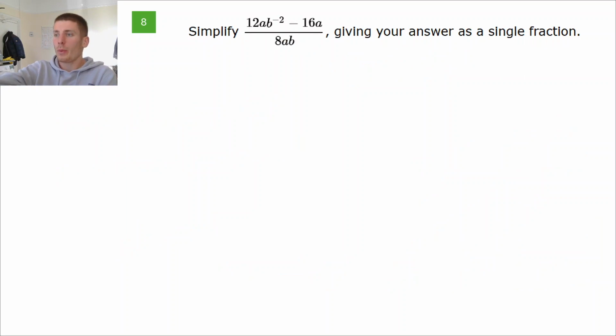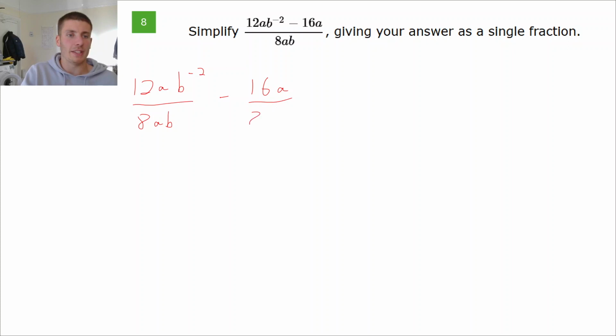Okay, question number 8. This one, give your answer as a single fraction. I'm going to begin by splitting up into two individual parts because I think that's going to be useful here. The first part is 12a b to the minus 2 over 8ab, and then take away 16a over 8ab. Of course, if you've got the same denominator on both parts of the fraction, you can write it as the same over the same thing. So this means the same thing as this.